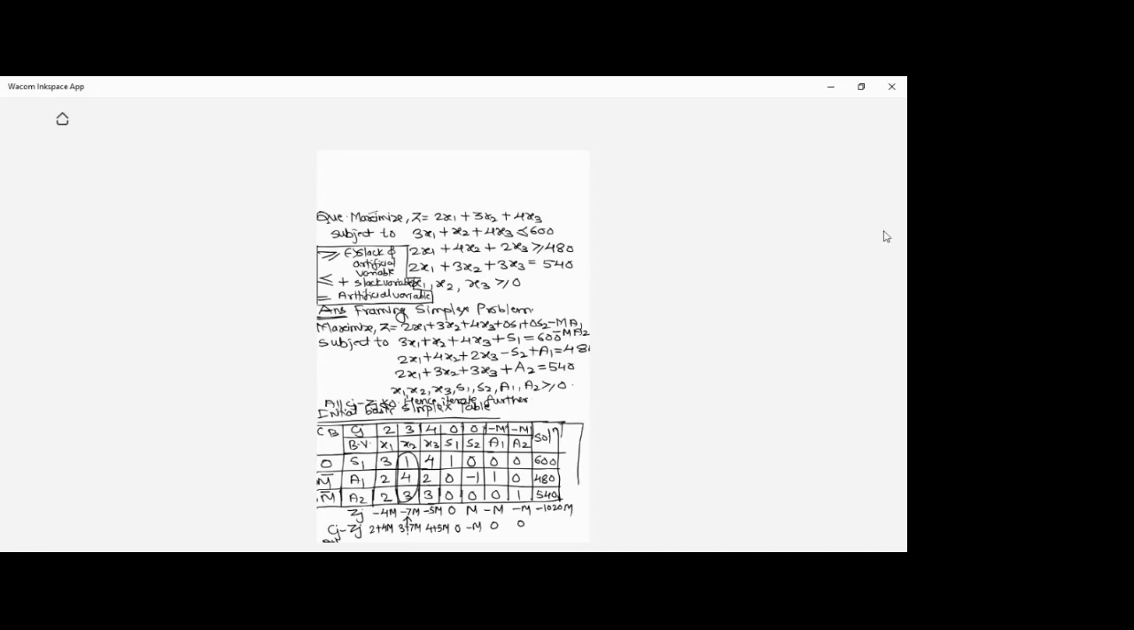For key row identification, we require the ratio values, right? So the first value will be what? 600 divided by 1, it is 600. 480 divided by 4, it will be coming out to be 120. And 540 divided by 3, if you do, it is coming out to be 180, right? For the key row, the smallest positive value is always considered. So this is our smallest positive value, that is 120, and this is the leaving variable. We can mark this leaving variable, right?